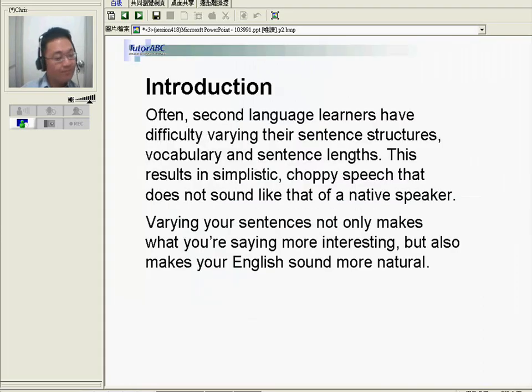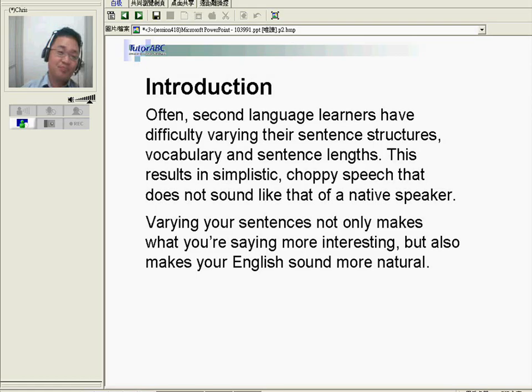As we all know, every one of us, except for me, sitting in front of the computer, is a second language learner. Second language being English. Unfortunately, because most of us have very limited vocabulary or limited grammar, when we're talking in English, we really don't sound like a native speaker. Now, what I'm going to teach you today is how to sound more like a native speaker.